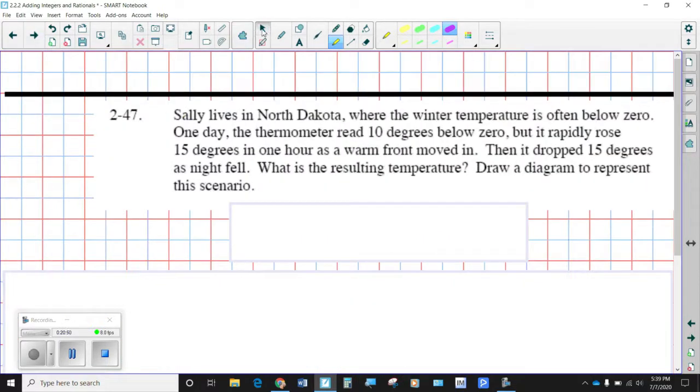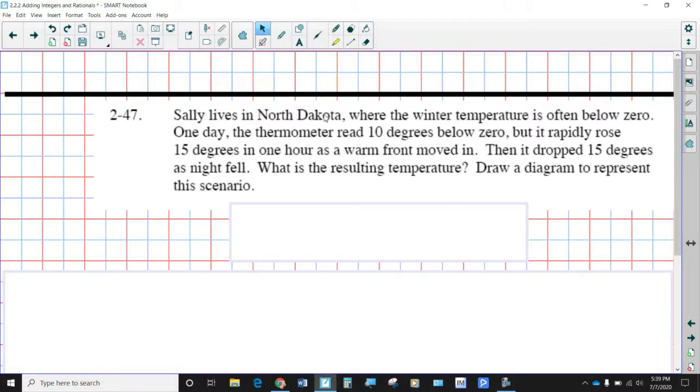Okay, now let's take a look at some absolute value situations. Sally lives in North Dakota where the winter temperature is often below 0. One day the temperature was 10 degrees below 0, so that's like a -10, right? But it rapidly rose 15 degrees. So is it going up or is it going down? Is that a plus or is that a minus? Then it dropped 15 degrees as night fell. What is the resulting temperature? Draw a diagram to represent this scenario.